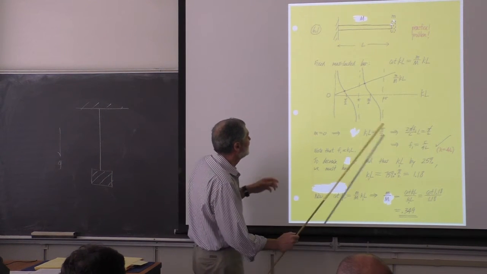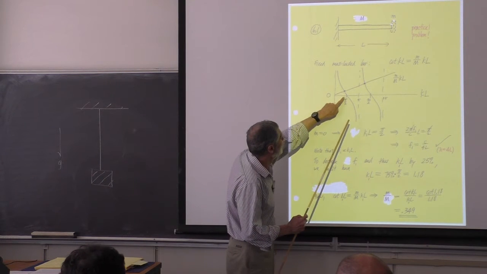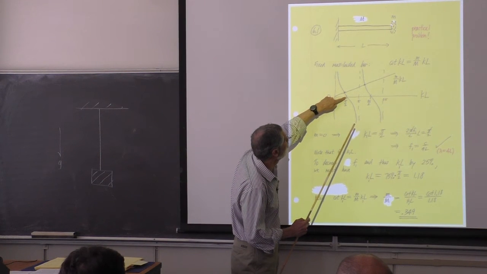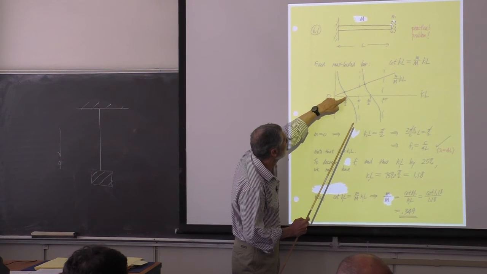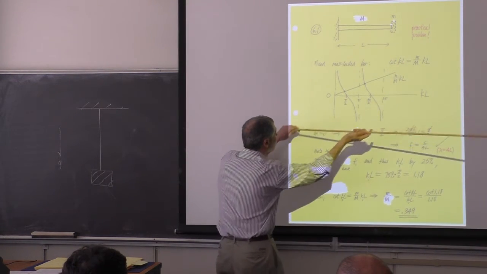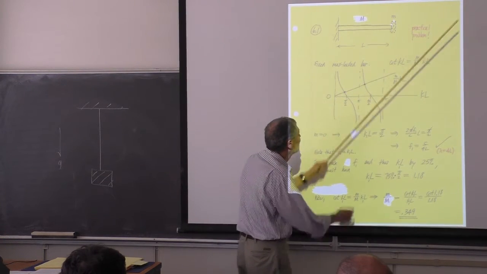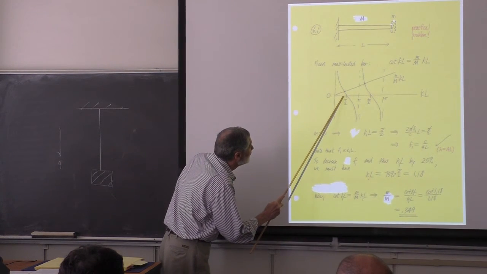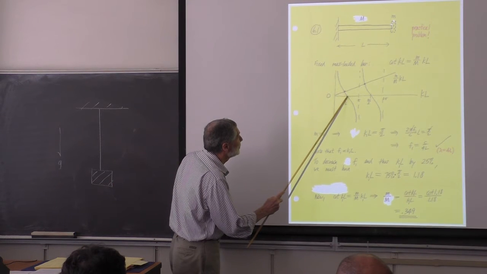The unloaded solution corresponds to just KL being pi over 2. And now we want to add mass, this little m here, which brings the slope of this line up a certain amount, such that this value is 3/4 of this value.